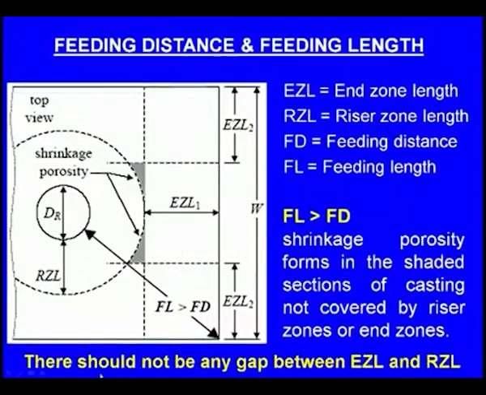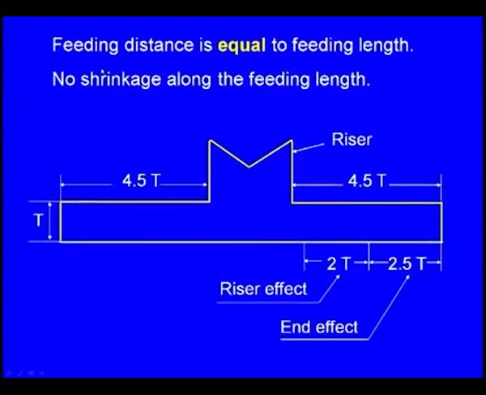So, there should not be any gap between EZL and RZL, where EZL is the end zone length and RZL is the riser zone length. But unfortunately, in this case, this is the EZL and this is the RZL, and there is a gap. So, that is how shrinkage can take place in this case.